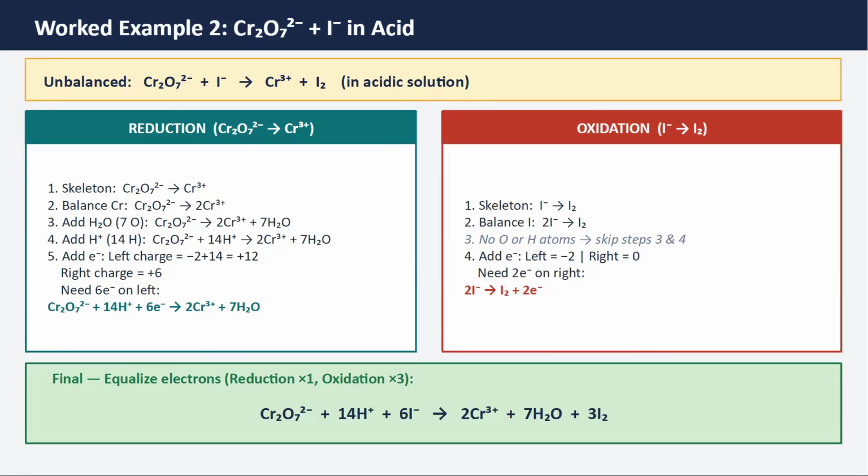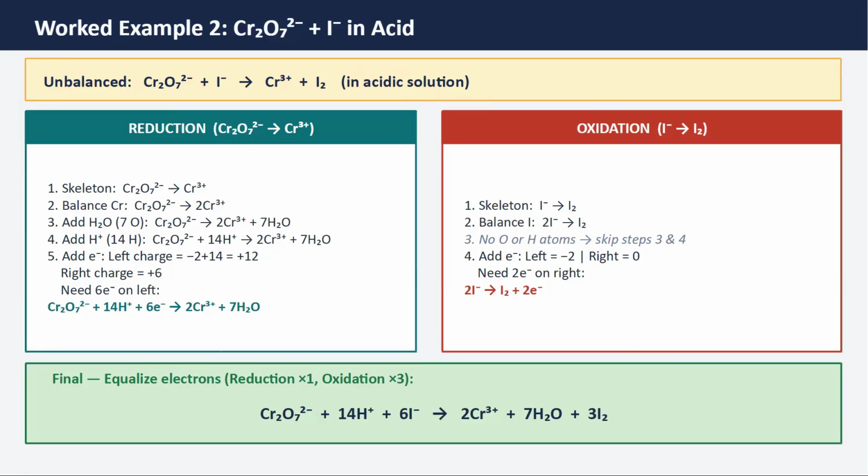Now coming to the oxidation part, I- is going to I2. First balance the iodine atoms, so we multiply I- by 2. So we have 2 iodine atoms on the reactant and product side. Third, there are no oxygen or hydrogen atoms, so we don't need the H2O and proton steps. Now we only do the charge balancing. On the left side you see 2 I-, which means -2 charge, and the right side has 0. So we add 2 electrons on the right side, the product side, so it can have 2 negative charge on each side.